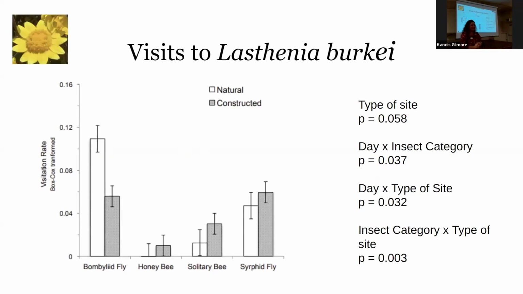And for Burke's Goldfields, natural versus constructed was marginally significant, but if you notice, there's another column here, which is bombyliid flies. The bombyliid flies were actually the most frequent visitor of these flowers, more than bees and syrphid flies. So that was something interesting. Type of site was marginally significant, but insect category and type of site had a significant interaction. So solitary bees and syrphid flies were higher in constructed sites, and bombyliid flies were higher in natural sites, which is kind of interesting. What's going on there?